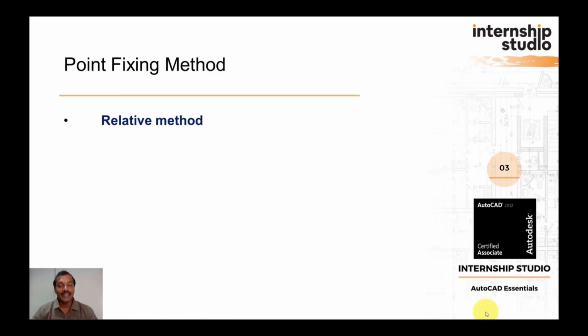What is meant by relative method? We are going to fix the new point in relation to the previous point. This is called the relative method. The rule in this relative method is at the rate of x distance and y distance.